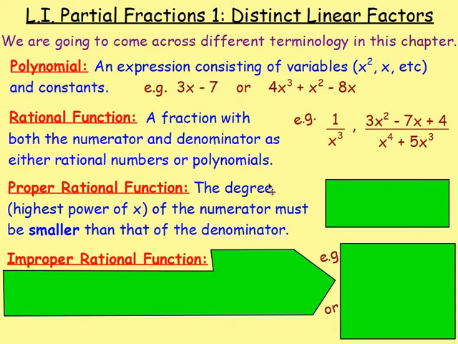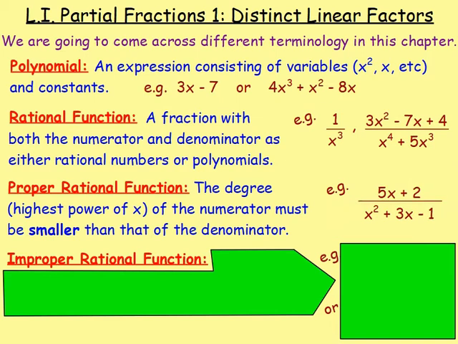A proper rational function, what is that? Well, that is when the degree of the numerator must be smaller than that of the denominator. What do I mean by the degree? Well, it's the highest power of x. So, for a proper rational function, the highest power in the numerator must be smaller than that of the denominator. So here, we've got (5x plus 2) over (x squared add 3x take away 1). The highest power of x in the numerator is just x to the power of 1. The highest power of x in the denominator is x to the power of 2. Well, x to the power of 1 is smaller than x to the power of 2, so that would be a proper rational function.